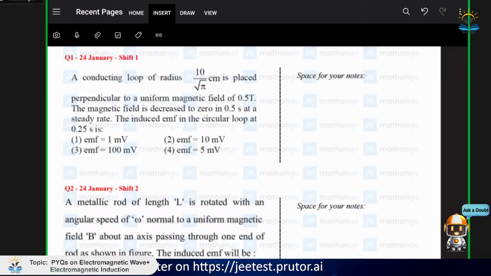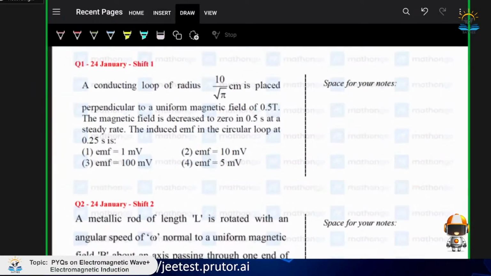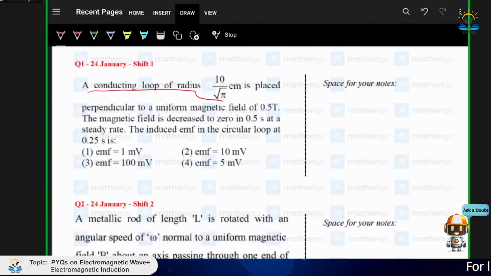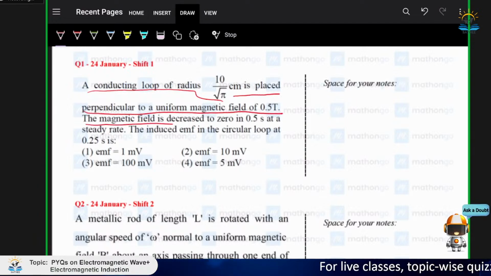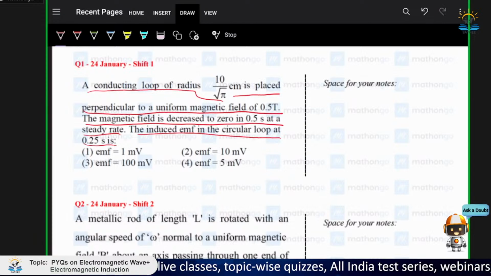This is our first question. A conducting loop of radius 10 by root pi centimeter is placed perpendicular to a uniform magnetic field of 0.5 Tesla. The magnetic field is decreased to 0 in 0.5 second at a steady rate. The induced EMF in the circular loop at 0.25 second.